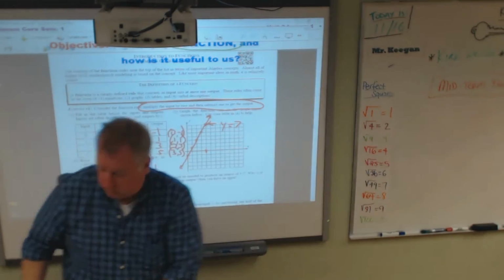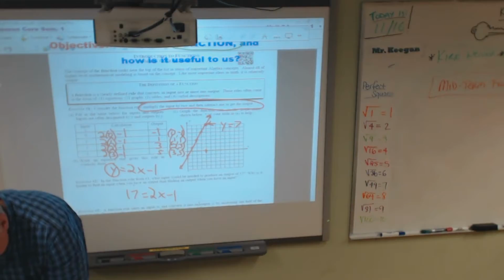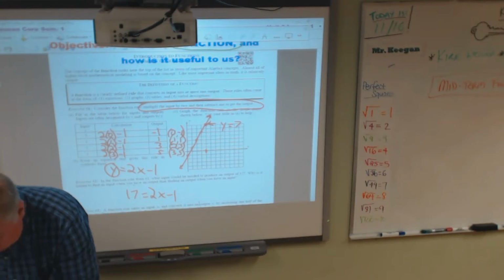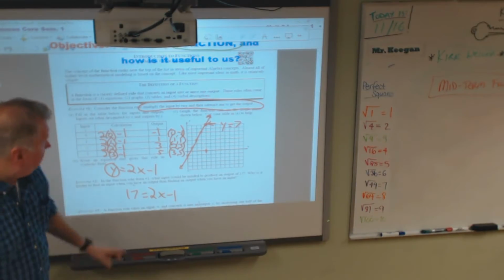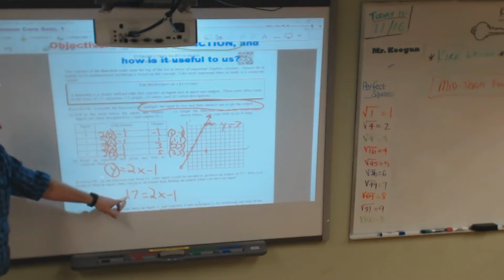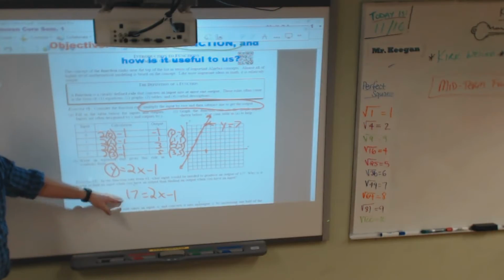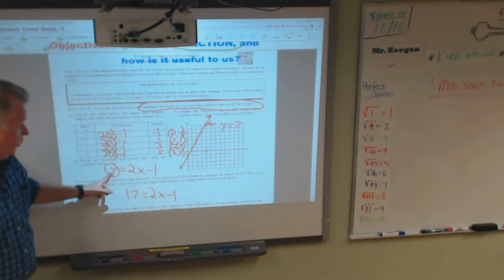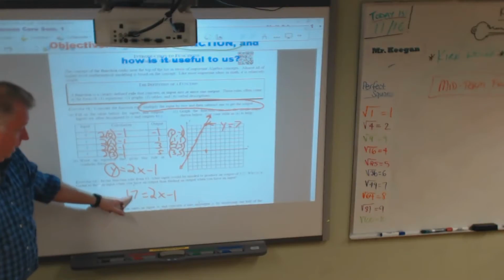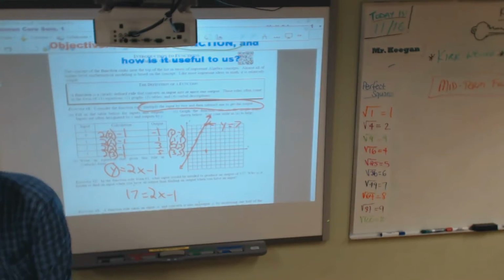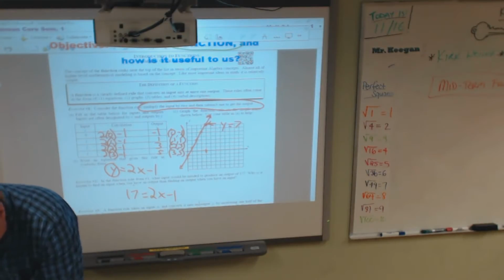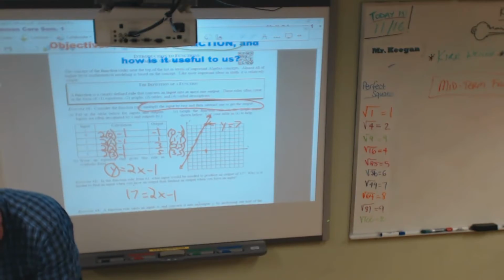I got 9. We are talking about this one. X times 2. Yeah. You're using the example from the previous one. Using this equation and saying what would the input be if the output was 17. So you replace the y with the 17 and solve for x. That's where you get the 9.